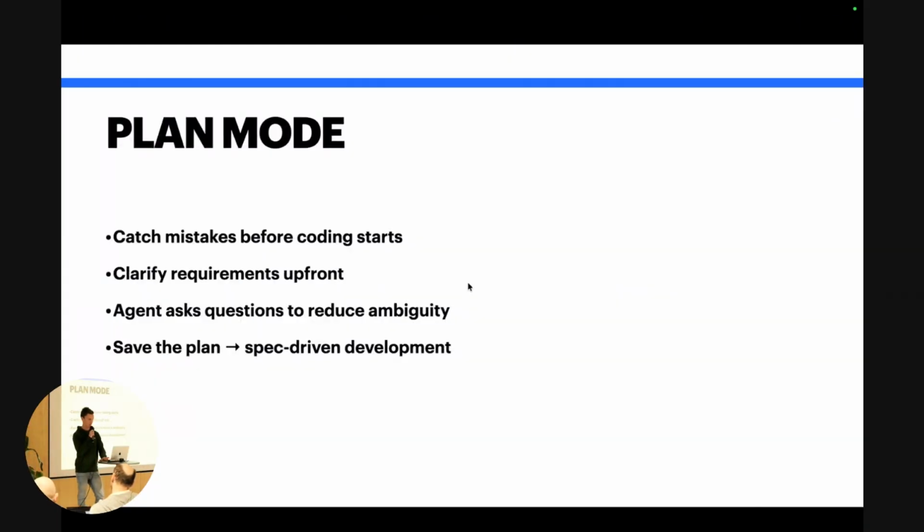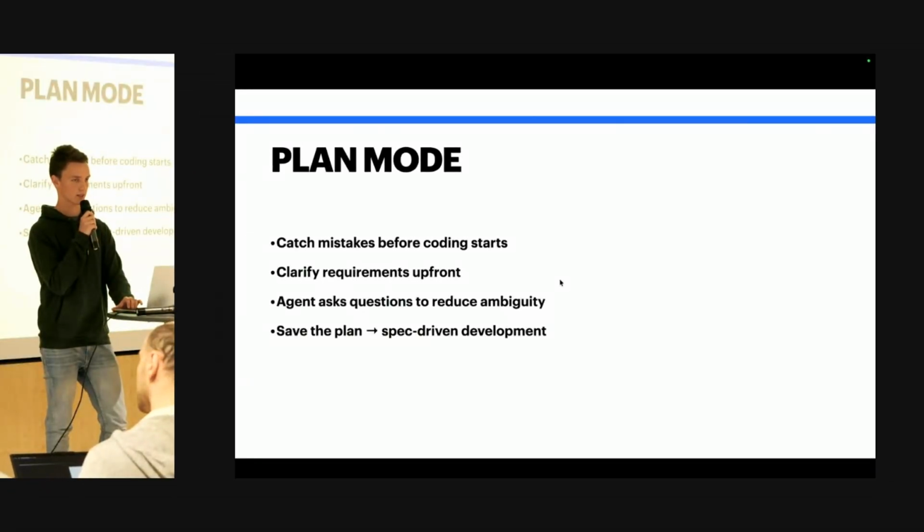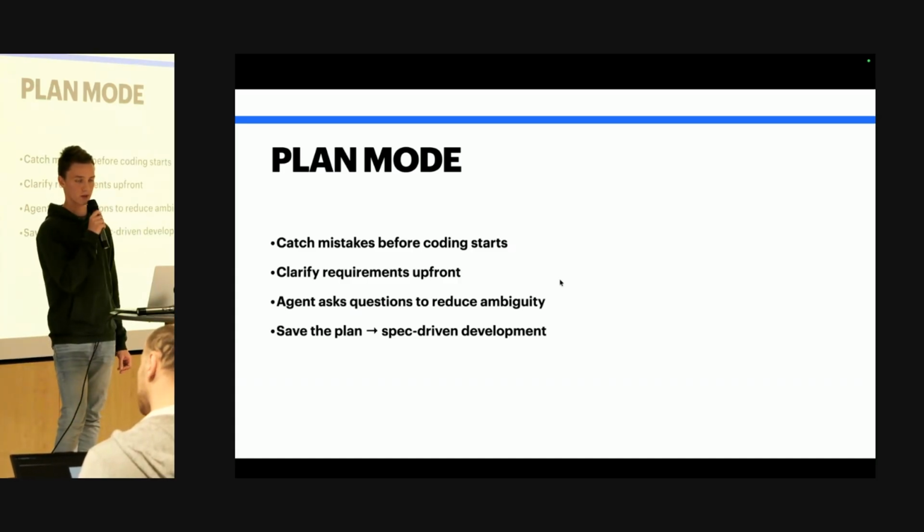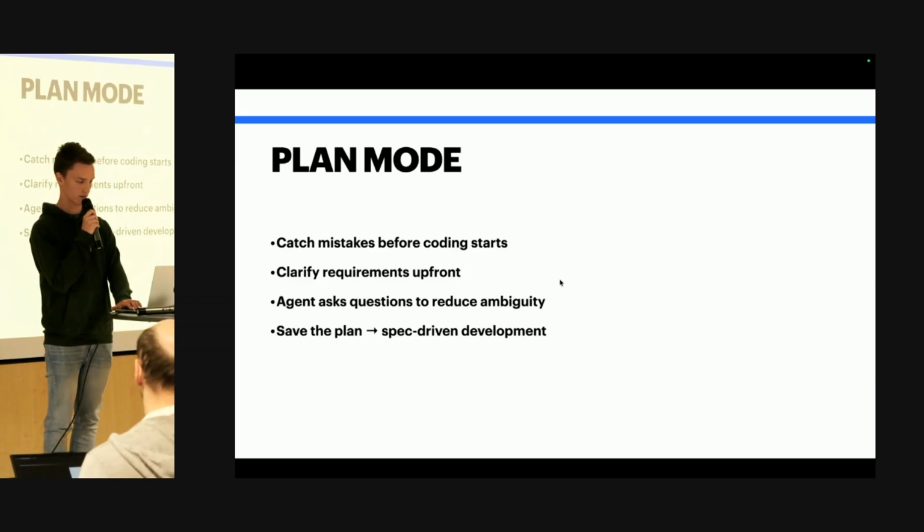Okay, so just to sum up, plan mode is great to catch early mistakes and align the model with your thoughts. Agent can ask questions to remove ambiguity, and those questions can also make you think about things that you haven't thought about earlier. And saving the plan, as Łukasz, for example, showed earlier, is great for spec-driven development. So you can reference those files later and build history.